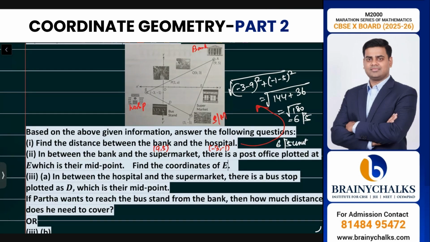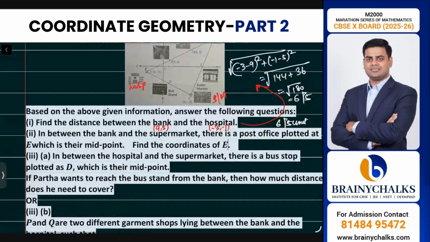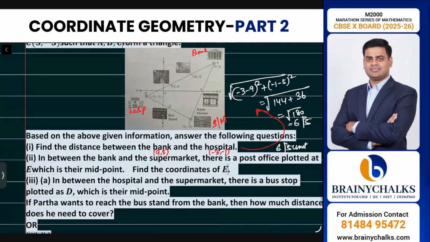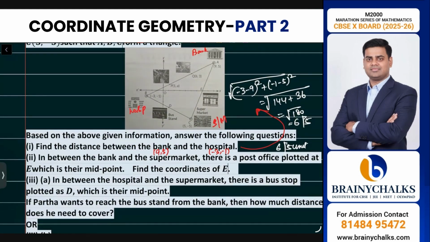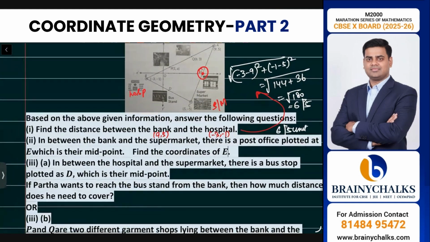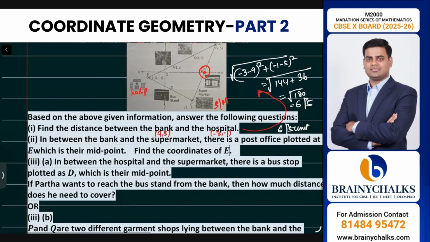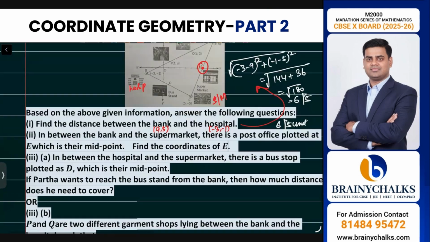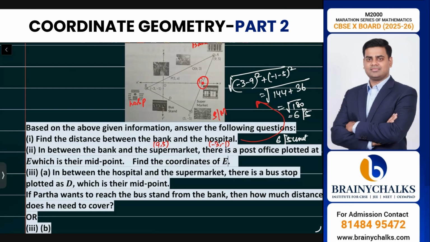Fine. In between the bank and the supermarket, there is a post office, plotted at E. It is here. Okay, plotted at E. This point. It is the midpoint. The midpoint of whom? The midpoint of the supermarket and the bank. So what will the midpoint formula be?